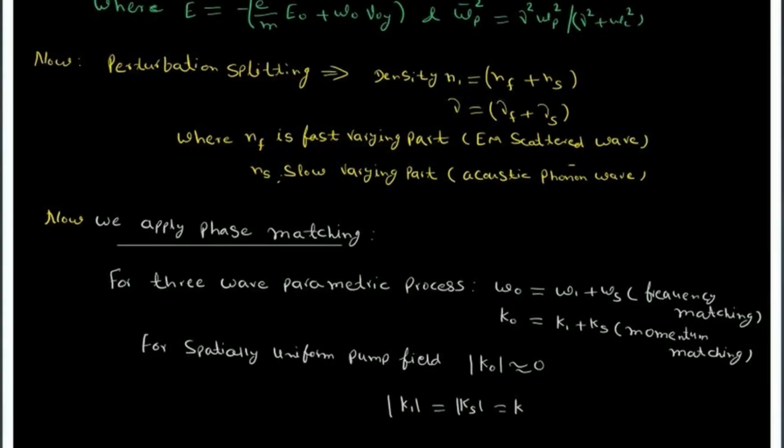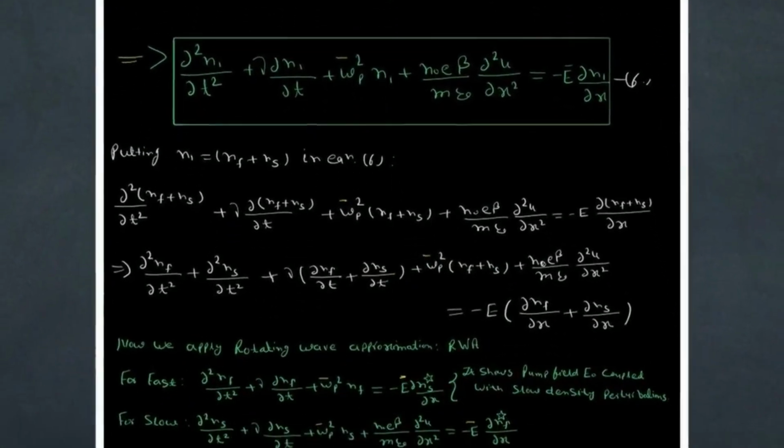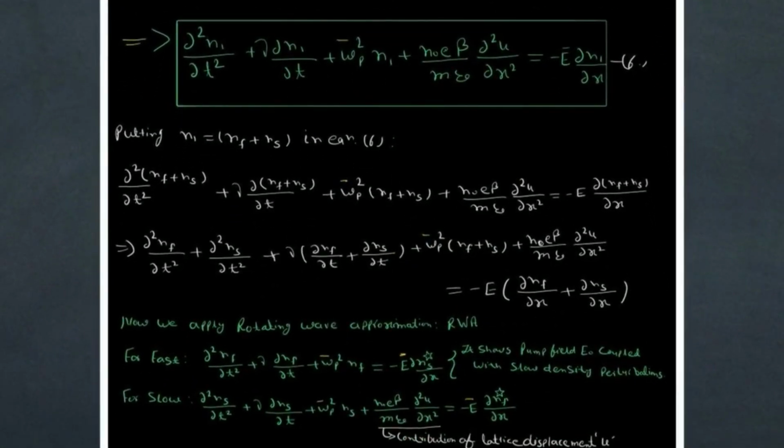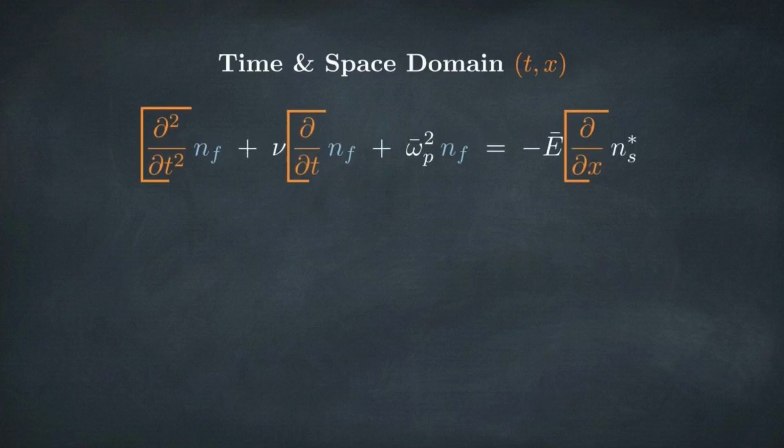Look at the perturbation splitting section. Total density N1 is the sum of a fast-varying part, Nf, and a slow-varying part, Ns. To satisfy phase matching, we apply the rotating wave approximation, splitting our master equation into 2 uncoupled formulas tracking the fast and slow waves. Take a look at the differential equation for the fast wave.